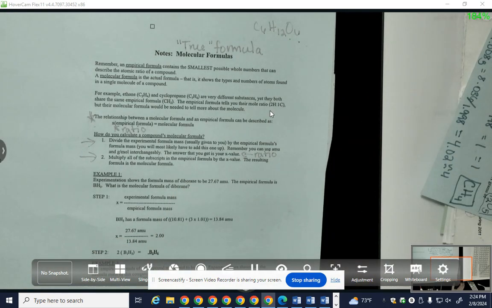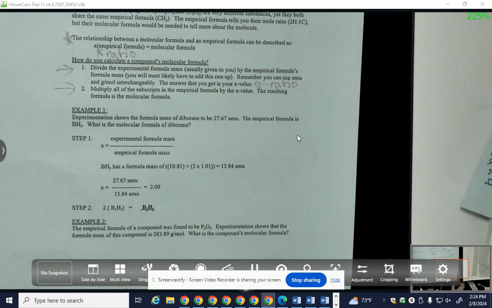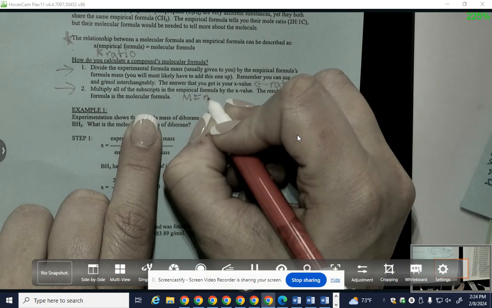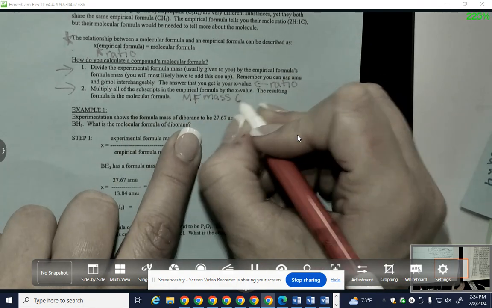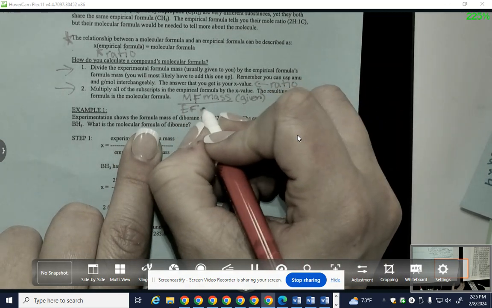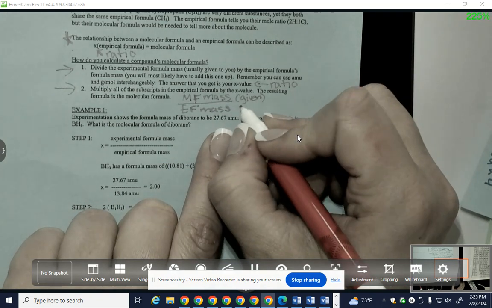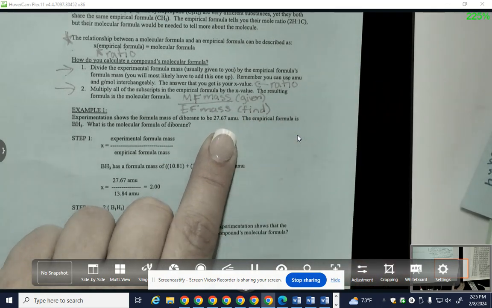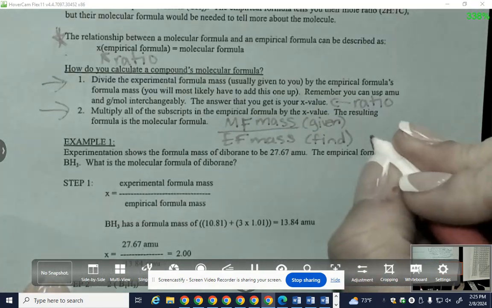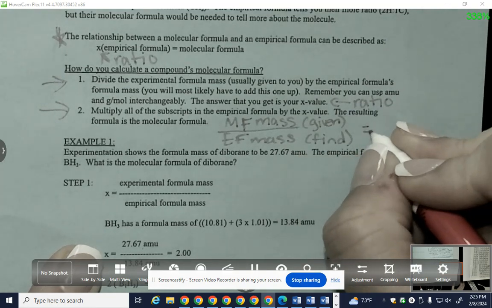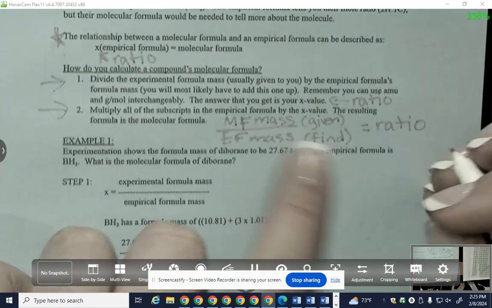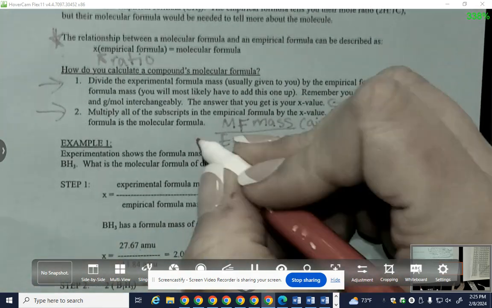To simplify that a little bit further, what your steps are is you're going to take your molecular formula mass, which is usually given. You're going to divide that by your empirical formula mass. You usually have to find your empirical formula mass. When you divide those two, that's going to give you a ratio. So this is step 1.